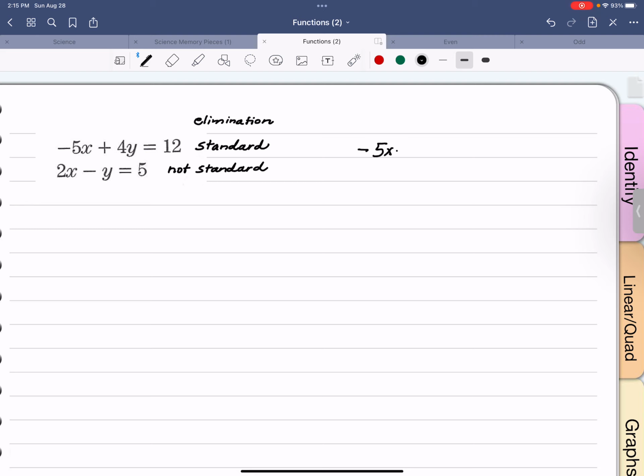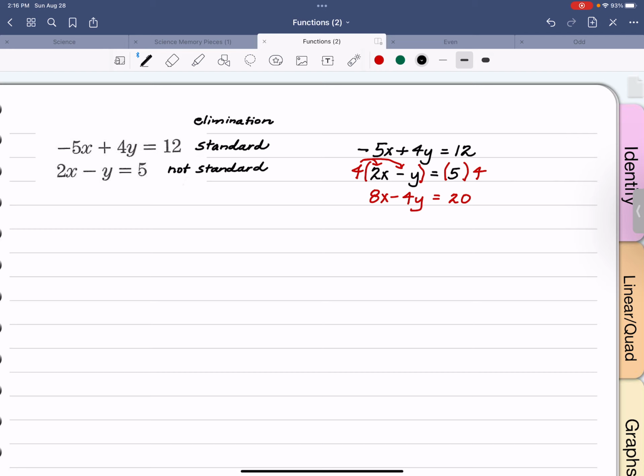So we have negative 5x plus 4y is 12, and down here I have 2x minus y is 5. So I'm going to work on this bottom equation, and I want to insert the negatives already there. I just want to put the 4 in. So we do that to both sides, and we will have to distribute right here. So we get 4 times 2, that's 8x, and then negative 4y is 20. So that is the rewriting of the equation.